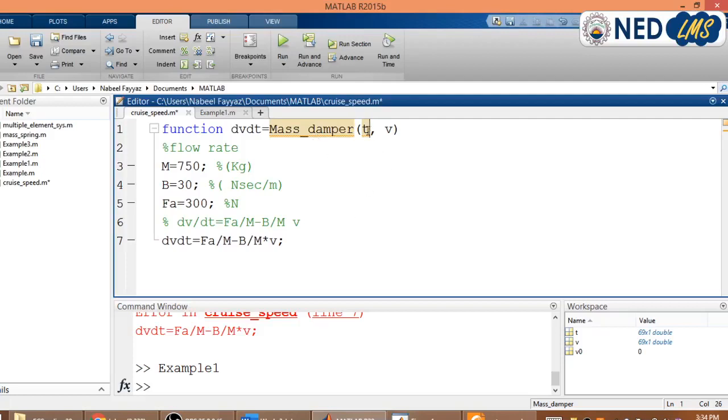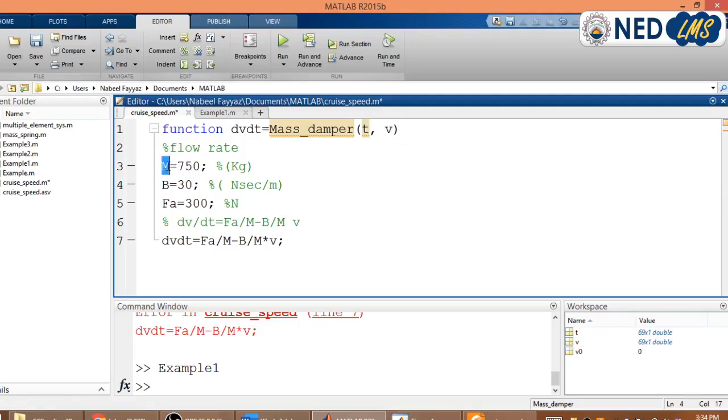These are the two important variables which you should consider here. One is the time of observation, second is the velocity. It is for how much time you want to observe this system response. If you take 200 seconds, then you can view the response for 200 seconds. So these are the two important parameters for us.